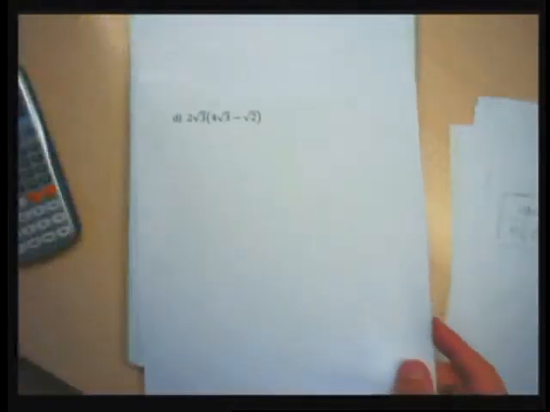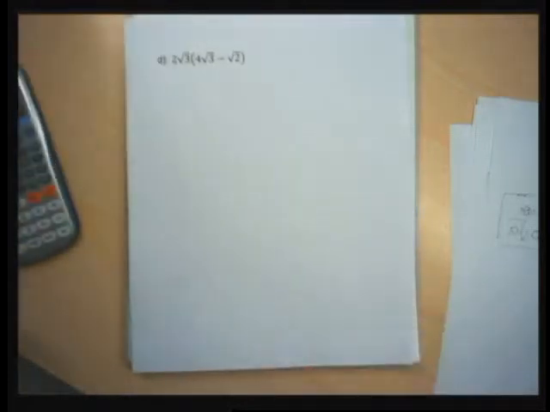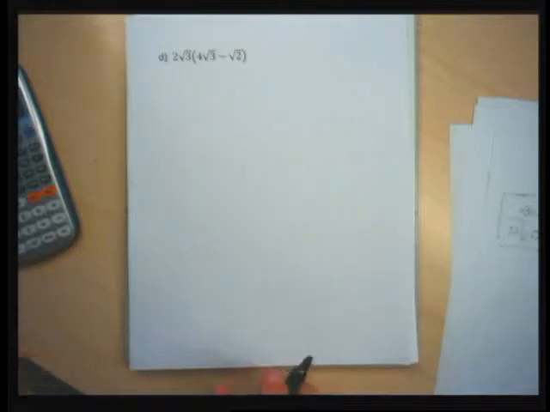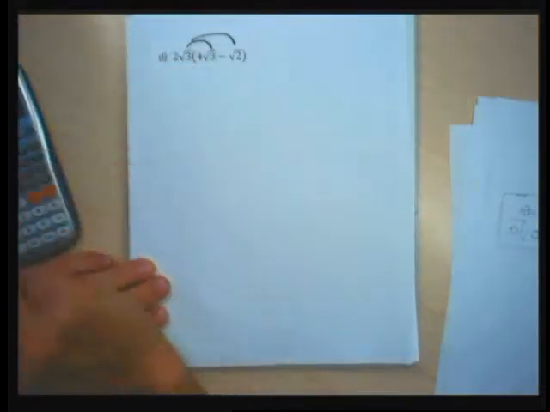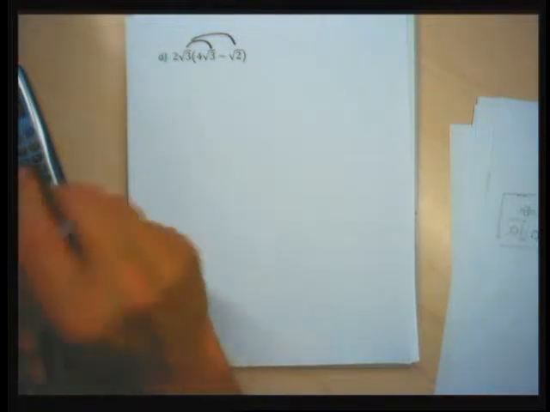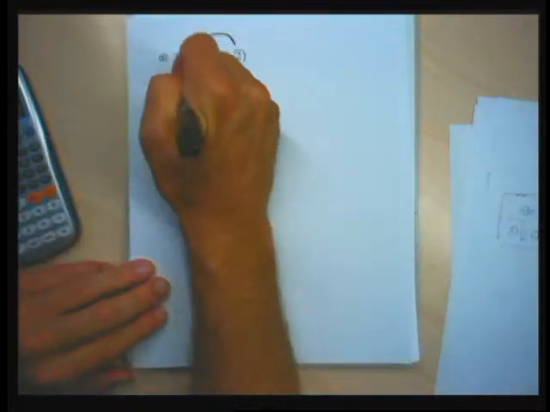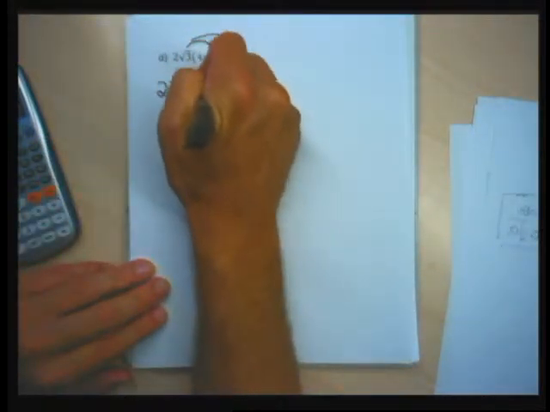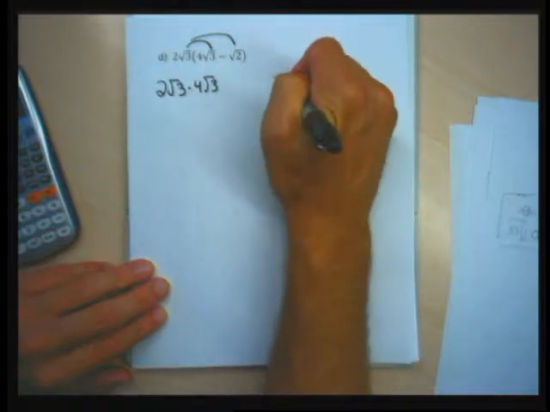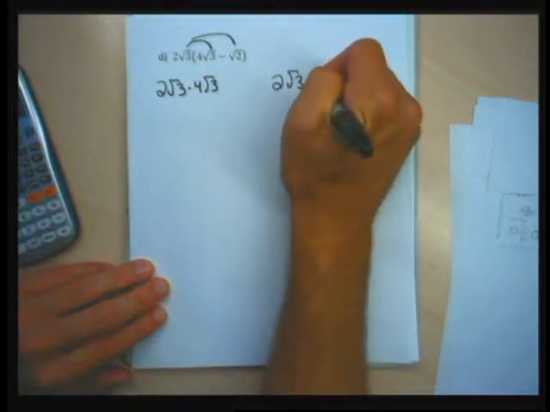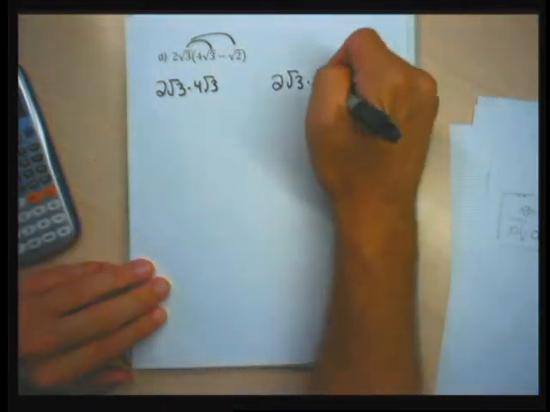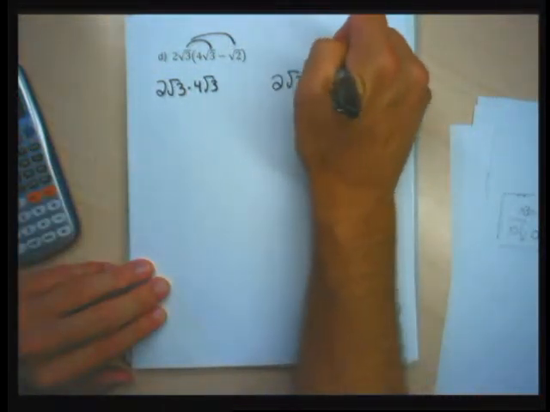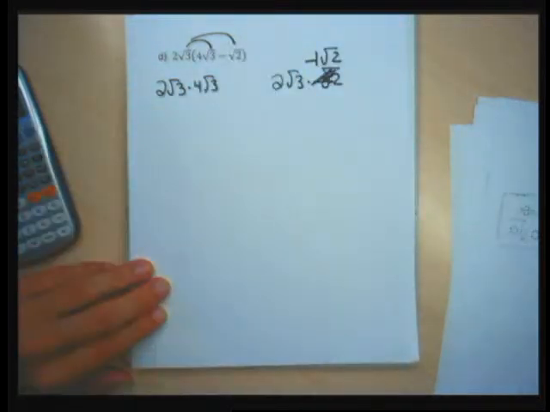Finally a problem I can use. On the next two problems I can use my calculator to check my work. It doesn't matter if I check before I do my algebra by hand or after. I'm going to do the by hand first and then check. So there's two multiplications I need to do for part D. I need to do 2 square root of 3 times 4 square root of 3 and 2 square root of 3 times negative square root of 2. Now I'm going to emphasize times negative 1 square root of 2.